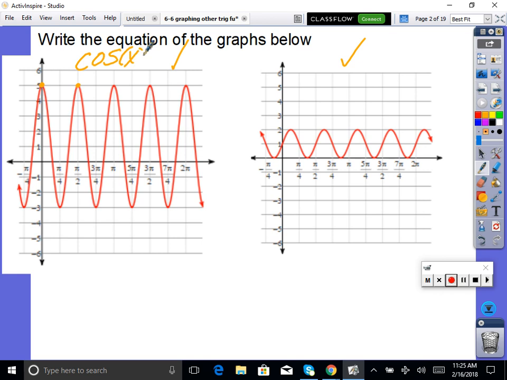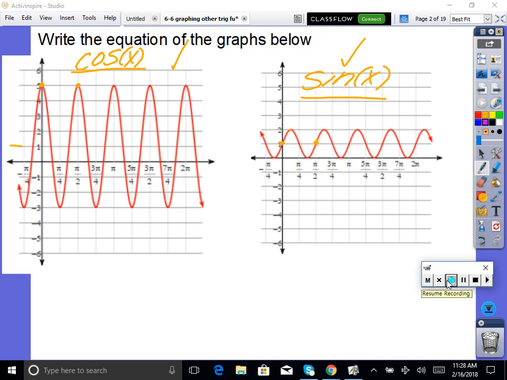Write a cosine of x function so we can check them and all be the same. Then right here, notice at the zero, we're at the 0, max, 0, min, 0. So wouldn't that probably be better to do a sine? Probably easier. Okay, sweet. Do a sine equation, a cosine equation, go.